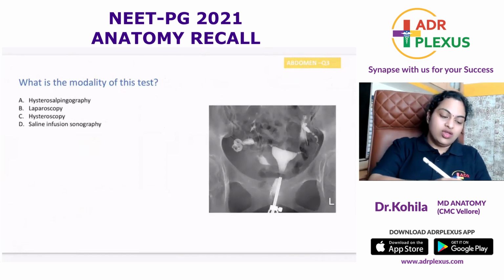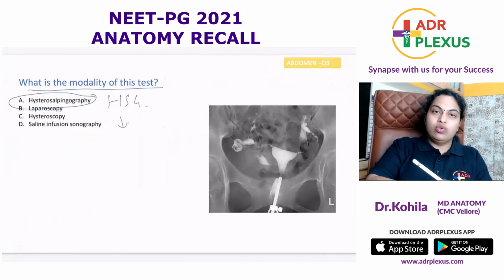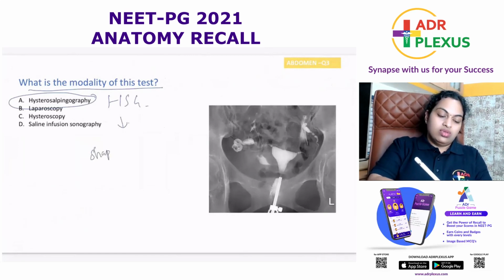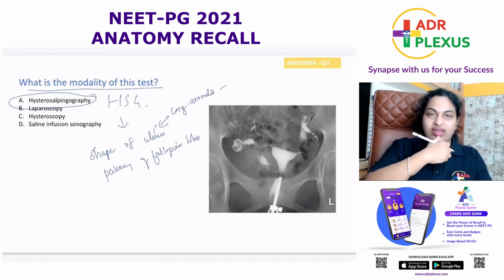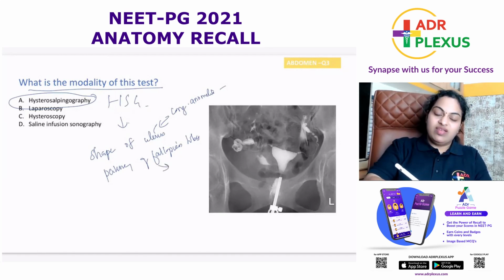Again, this is another question. I just want to talk about the anatomy part of it. What is the modality of this test? Hysterosalpingography, mainly done to image the shape of the uterus and patency of your fallopian tubes, using a contrast. So to identify any congenital anomalies of the uterus, bicornuate, unicornuate, didelphys uterus, all that, and patency, whether there's any block in the fallopian tube.